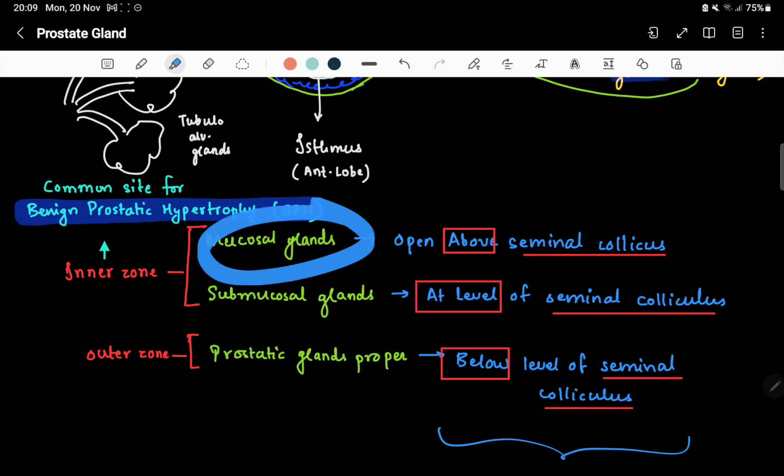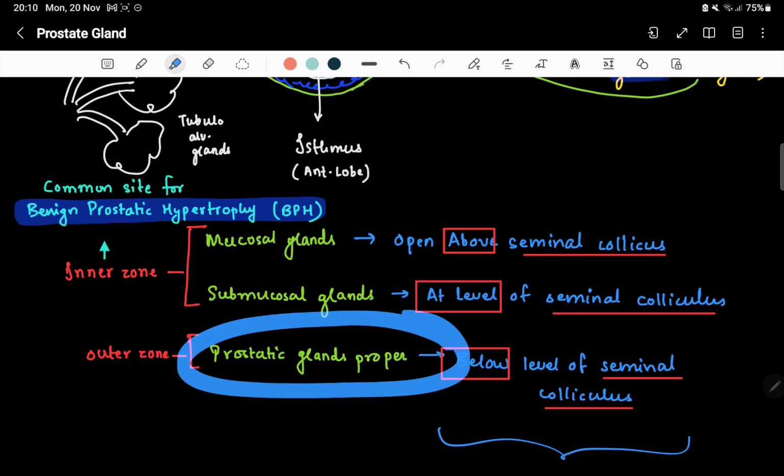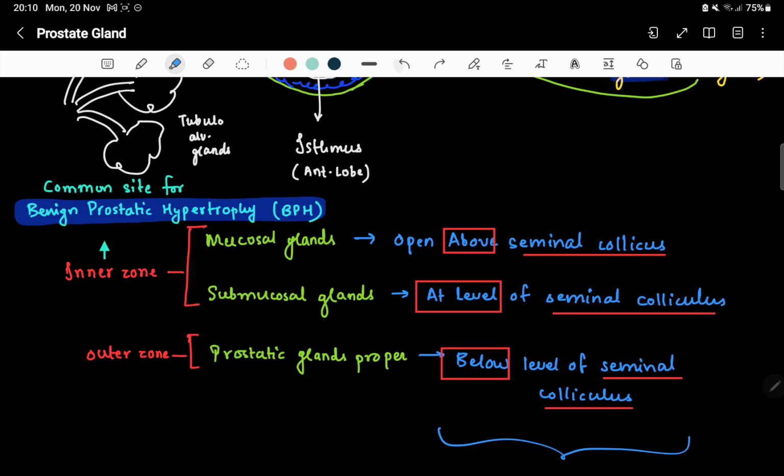Mucosal glands open above the seminal colliculus. Submucosal glands open at the level of the seminal colliculus, and your prostatic glands proper, which are in your outer zone, open below the level of the seminal colliculus.